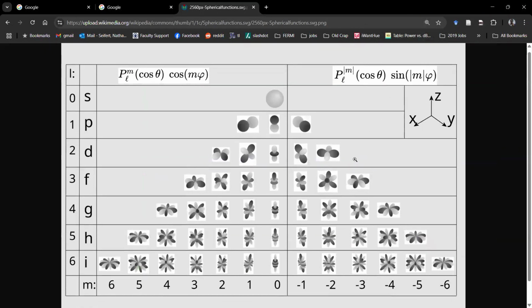All right, so the Wikipedia, this is more of a traditional label for it. We chemists would typically use the letter Y, but mathematicians usually use the letter P for the spherical harmonics, but it's the same idea.